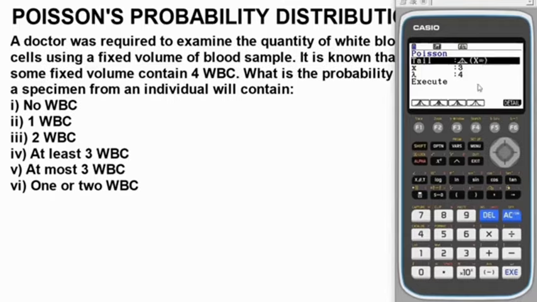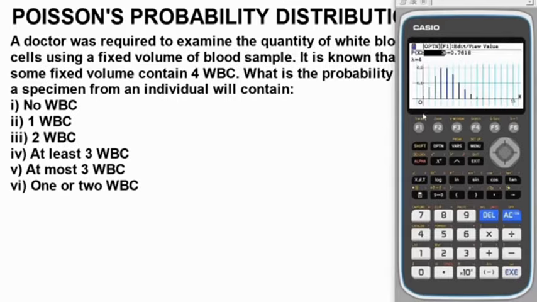To do that, we press F3 for it. Now this equality sign changes to greater than or equal to. Press execute. Now this will be the result. We have it to be 0.7618. Now the probability that a specimen from an individual will contain at most 3 white blood cells.